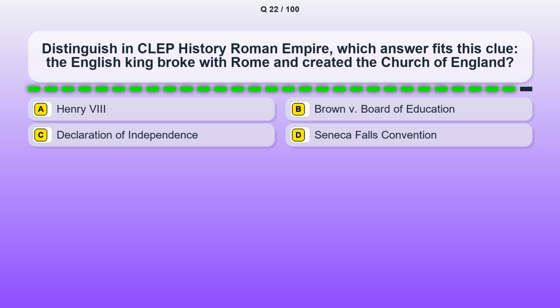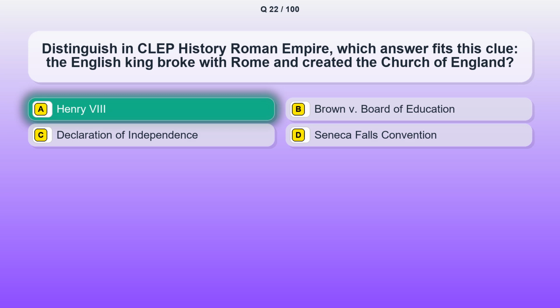Question 22. Distinguish in CLEP History Roman Empire, which answer fits this clue? The English king broke with Rome and created the Church of England? Option A, Henry VIII. Option B, Brown v. Board of Education. Option C, Declaration of Independence. Option D, Seneca Falls Convention.